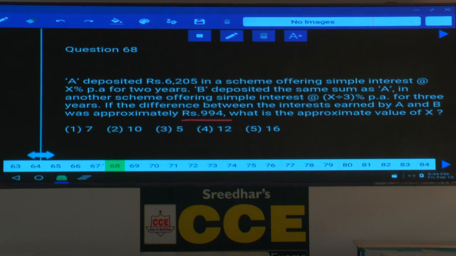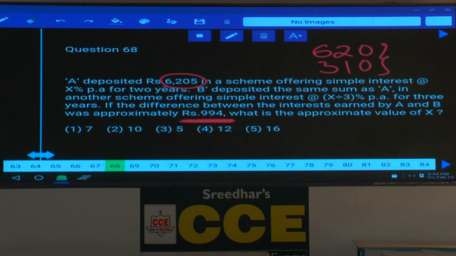Just now we got the difference in interest in scheme A and scheme B is x%, which is equal to 994. So now we need to calculate 994 forms what percent of this particular number. Am I right? What is 10%? 620. What is 5%? 310. If you add both, how much are you getting? 930. But our interest is more than 930.